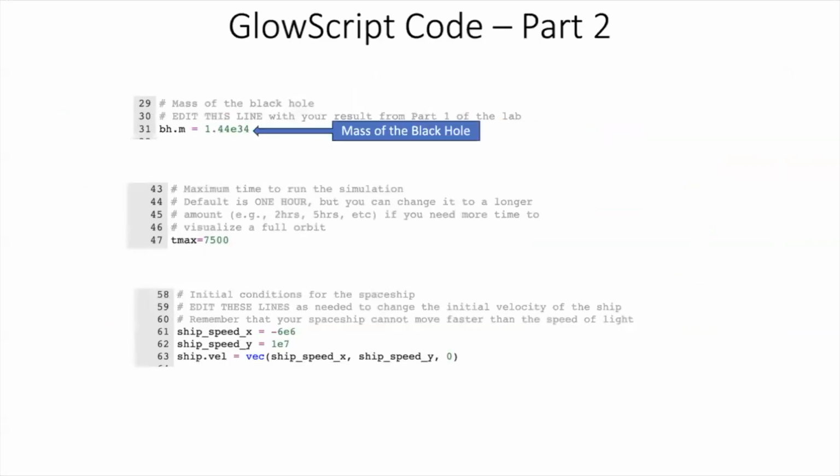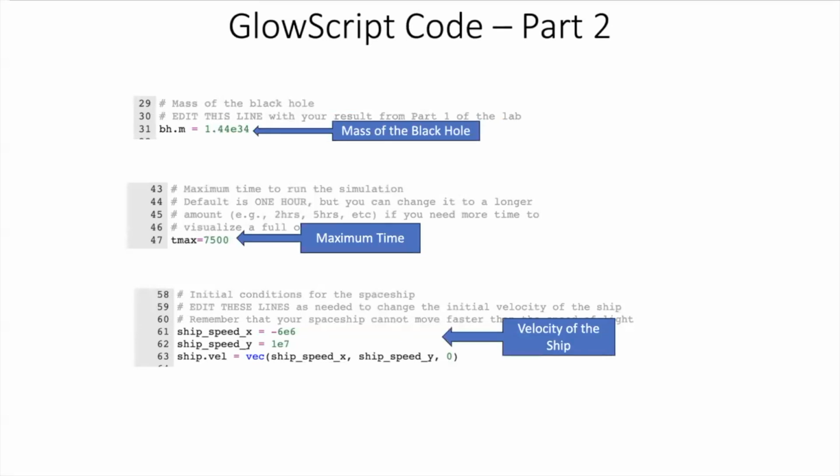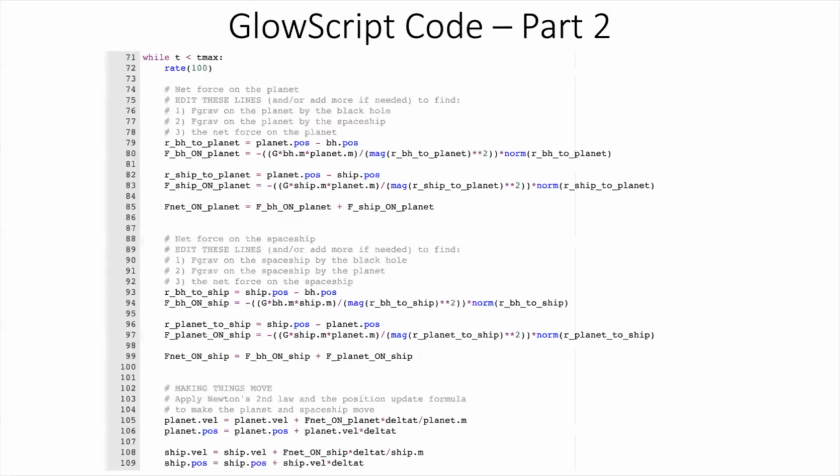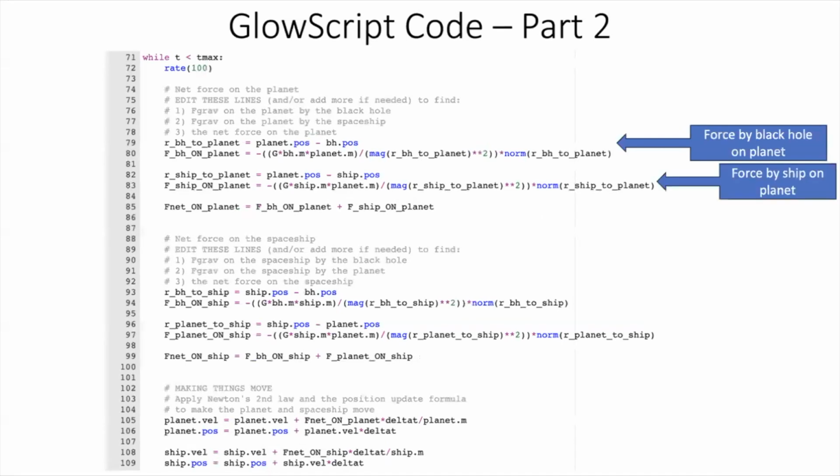Line 31 was changed for the mass of the black hole. Line 47 was changed for the maximum time, and lines 61 and 62 were changed for velocity of the ship. Lines 79 and 80 were changed for the force by the black hole on the planet. Lines 82 and 83 were changed for the force by the ship on the planet. Line 85 was changed for the net force on the planet.